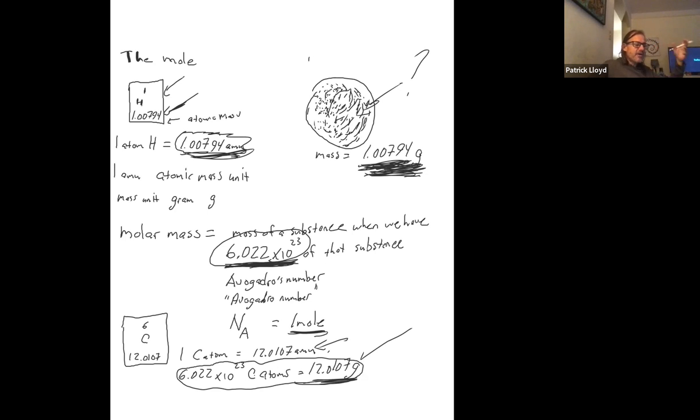If I have the mass of a molecule in AMU, and I have 6.022 times 10 to the 23rd of those molecules, the mass will be the same as it was in AMU. It's just the unit will be in grams now. And so that makes it very useful. So there you go. That's the sort of background on this.